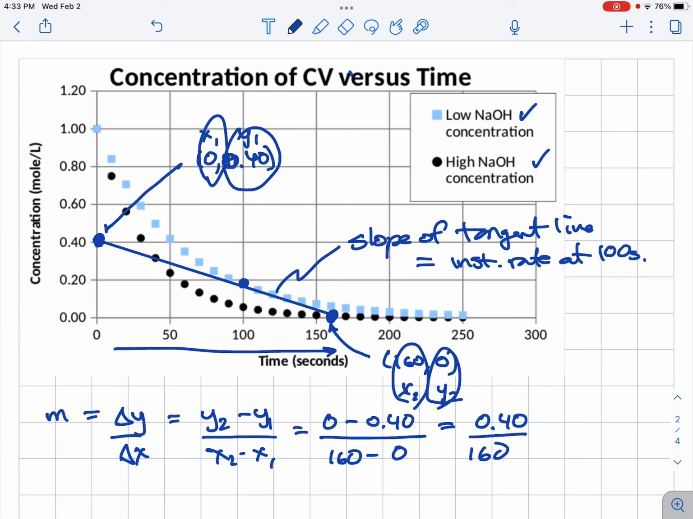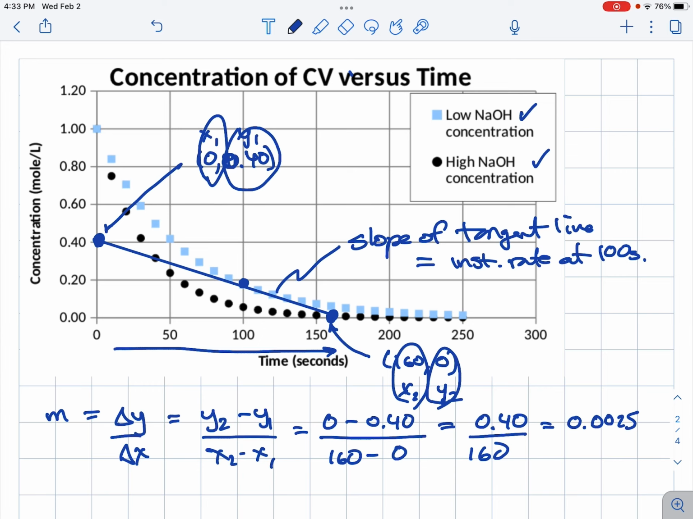over 160. We're going to break out our calculator for this, just to make sure that I don't do it wrong in my head. Okay, good. I was about to do that wrong in my head. That is 0.0025, the slope of that line.